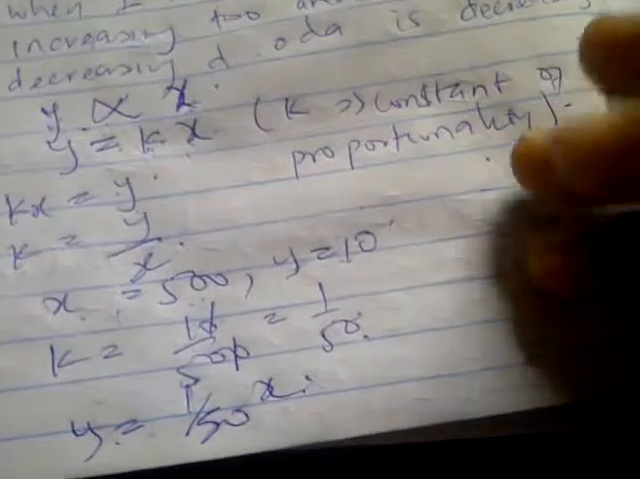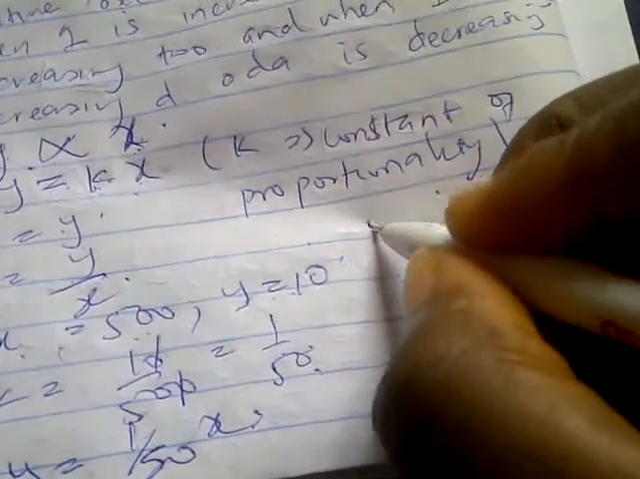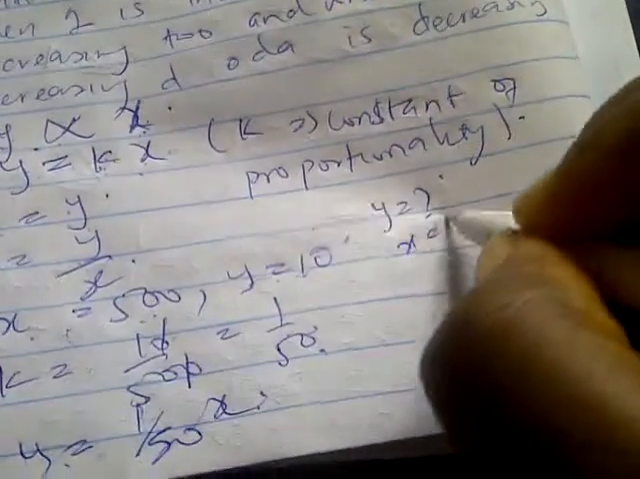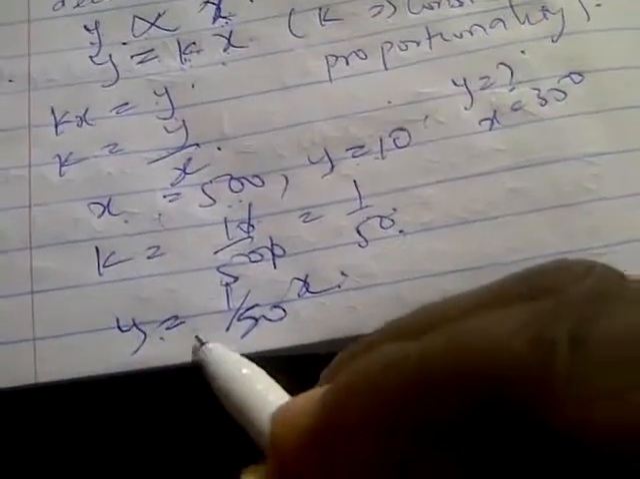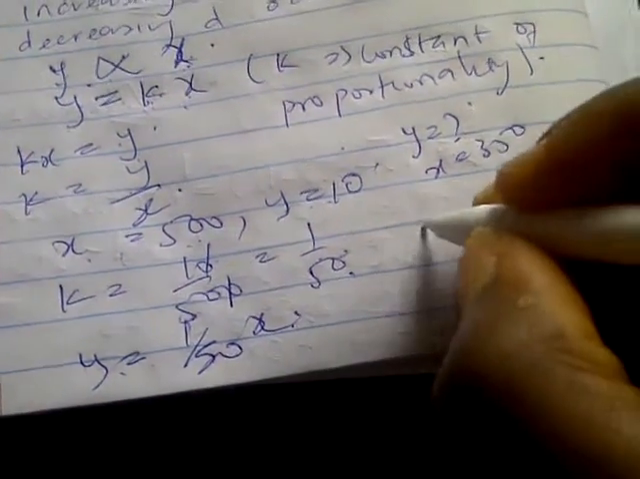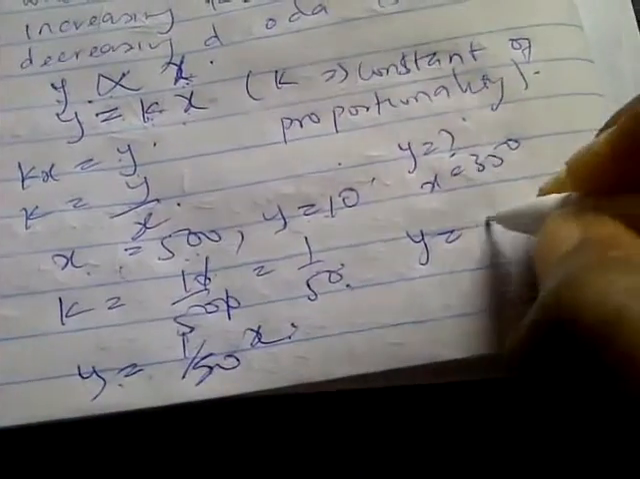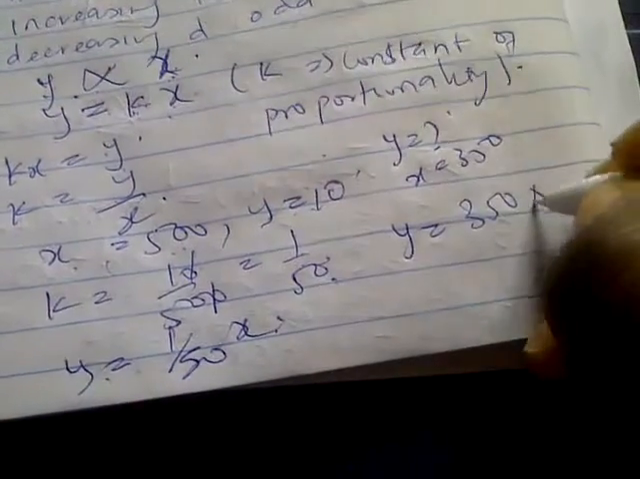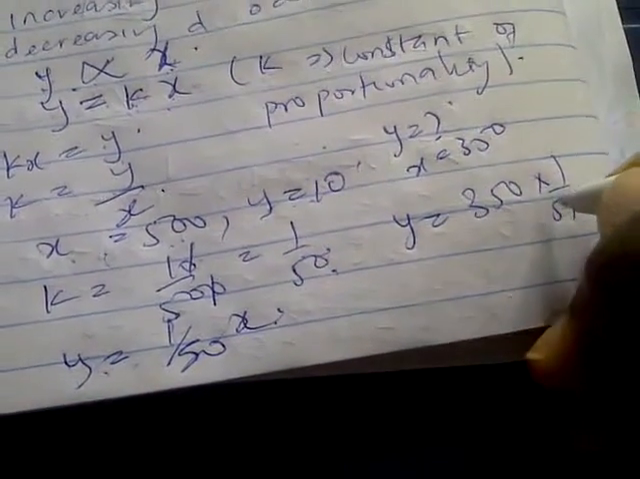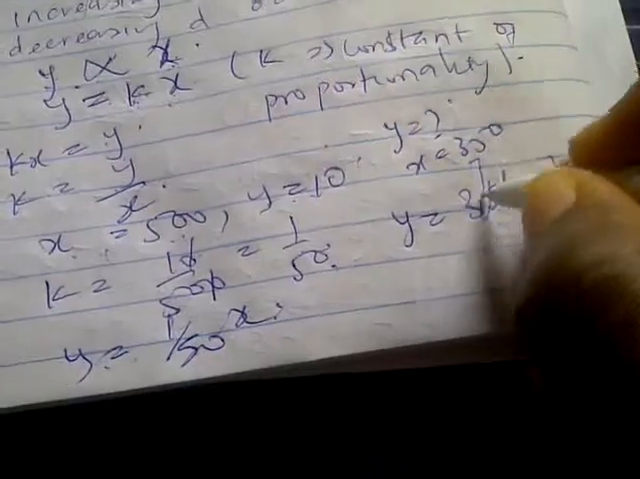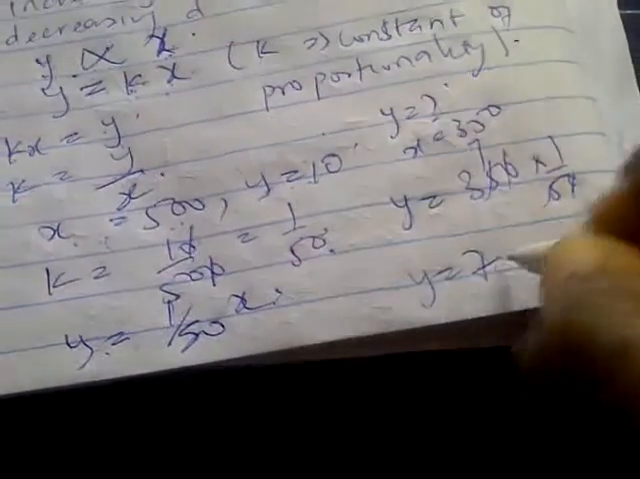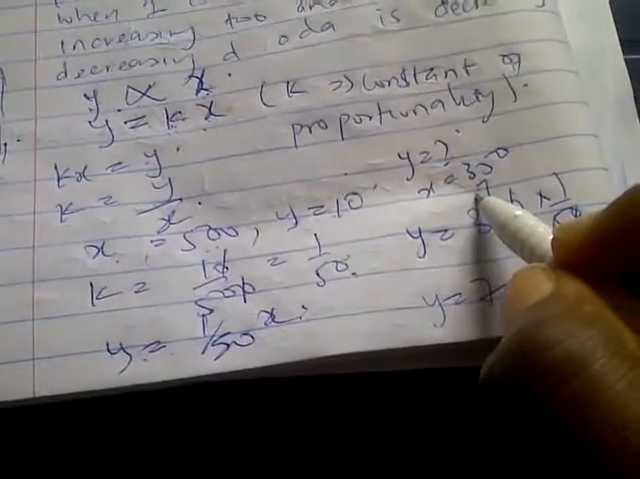Now the second question we were asked was calculate y when x is 350. What is y when x is 350? Now with this formula we can do that, because you can say y equal to 350 times 1 over 50. This cancels this, 7. So y will be 7. So y is 7 when x is 350.